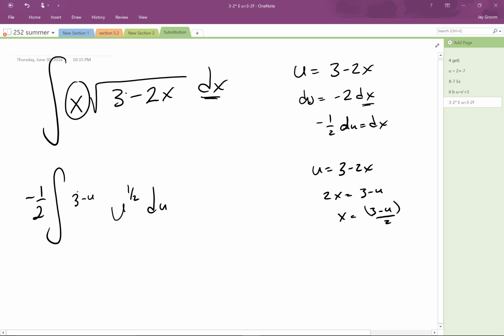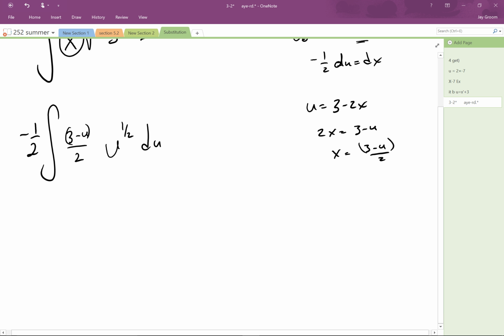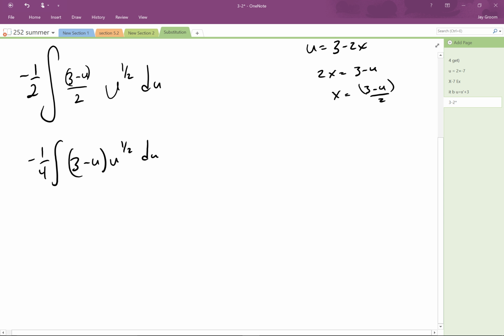And so then you could really do this. I'll write it two ways, first of all. You could do this first. You pull this 2 out front and get negative a quarter. Then you're going to get 3 minus u times u to the half du. What am I going to do with that? Well, here's what you're going to do. You're going to distribute. So you can get 3u to the half. Again, all I'm doing is multiplying here. I'm not doing anything else with it yet.